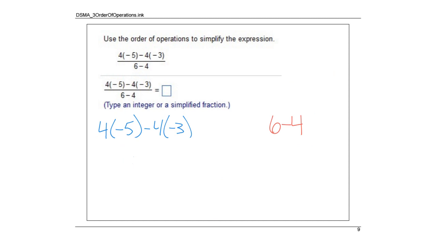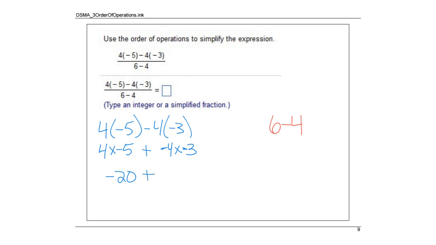All right, so let's take a look. Again, we have a fraction, so we have to do the numerator, the top, separate from the denominator, the bottom. The top has a lot of negative signs, so let's take a look here. Remember that this is really like 4 times negative 5, and then plus, and this is negative 4 times negative 3. Those are not x's, that's multiplication. All right, so 4 times negative 5 would give me a negative 20.